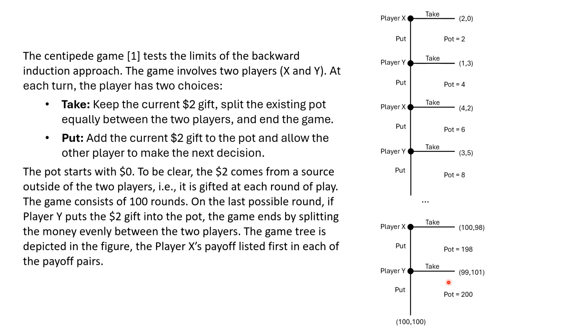And if no one does a take, they both get 100, which seems like the reasonable solution for both of them, right, to get $100 here. But when we do the backward induction, we'll see that that's not what happens. We'll look at that on the next slide.